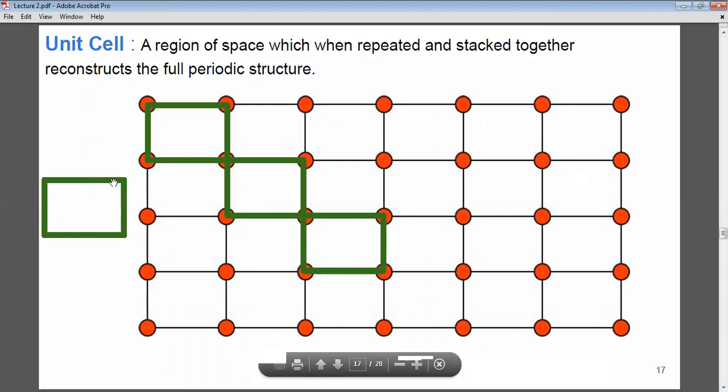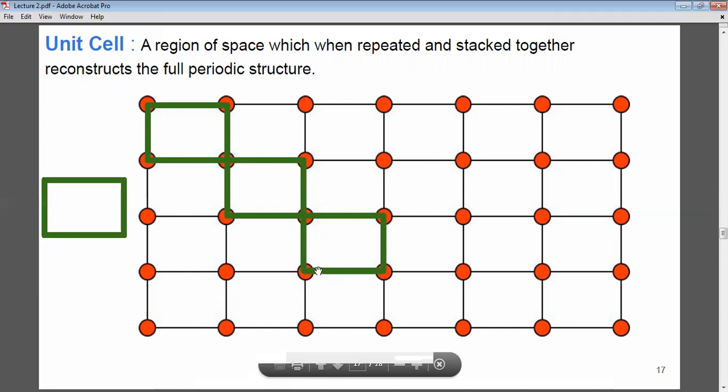What I'm showing you here in green is a unit cell, because if I put the unit cell on top of the whole structure and I can stack them together, then I can cover the whole structure. So it's a region of space which when repeated and stacked together, that is if I put one here, one here, one here, it will reconstruct the full periodic structure. There will be no space between them.